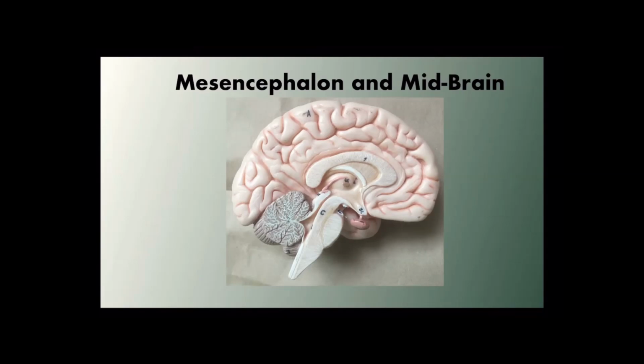Next, let's take a look at the mesencephalon in midbrain. The corpora quadrigemina. What are they? That's right. Superior colliculi and inferior colliculi. Remember, there's one on each side. So there's 2 superior colliculi, 2 inferior colliculi. That makes 4. So that's how you get that quadrigemina.